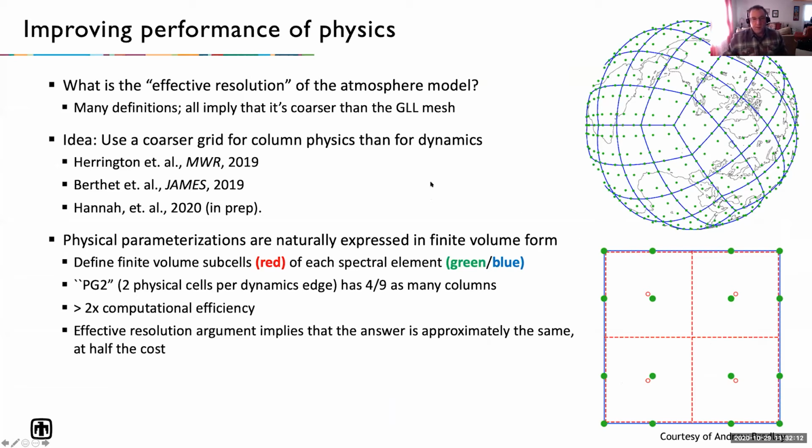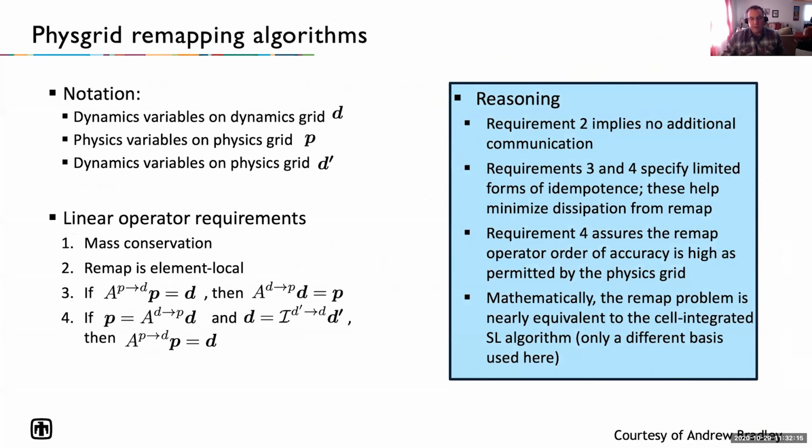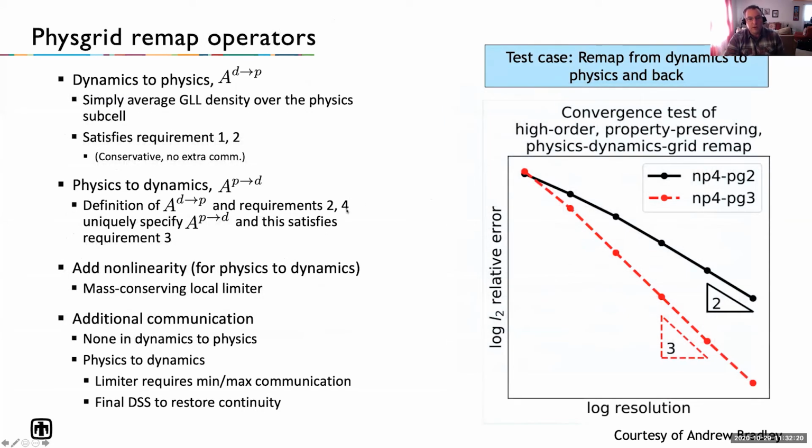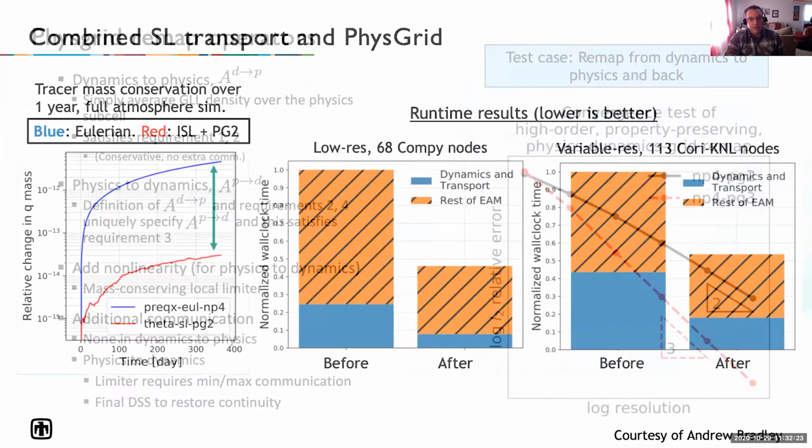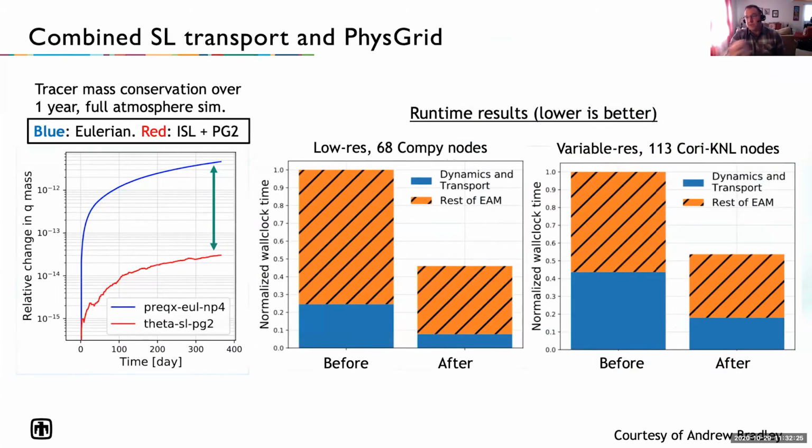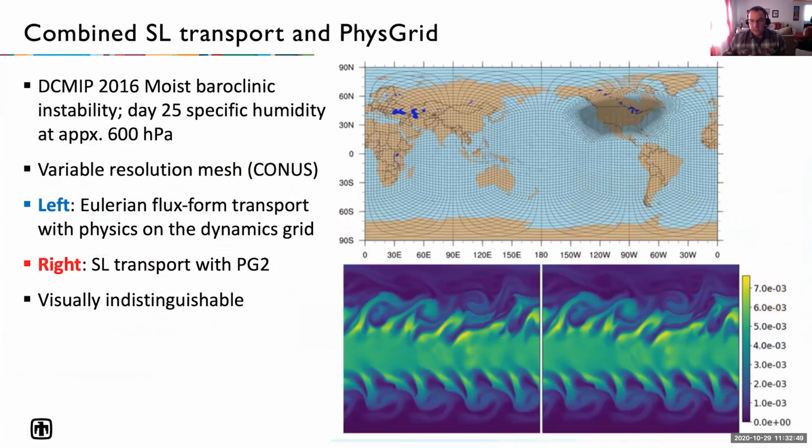And so you can use the same remapping operators, the same L2 projectors that you need for semi-Lagrangian transport of the cell integrated version. And you can remap back and forth between that finite volume grid, and you can reduce the cost of all of those columns by another factor of 2. So now the atmosphere model in the E3SM climate model with coupled physics, transport, and dynamics is twice as fast as it was in version 1. And this works out nicely. You can't even tell the difference.